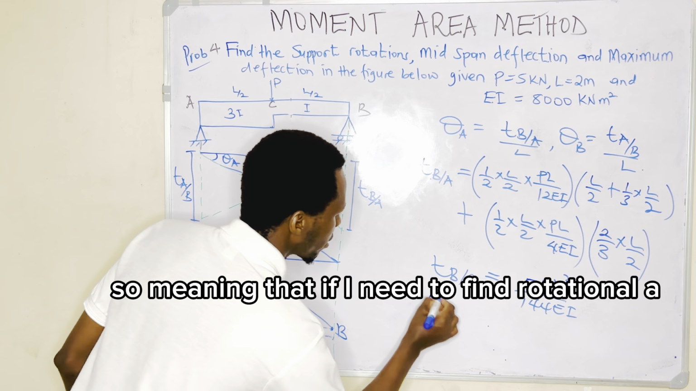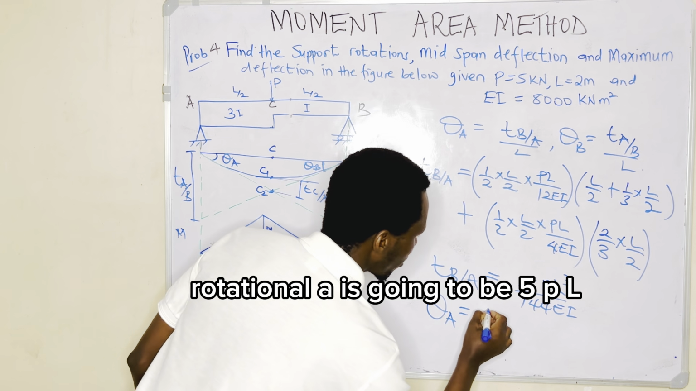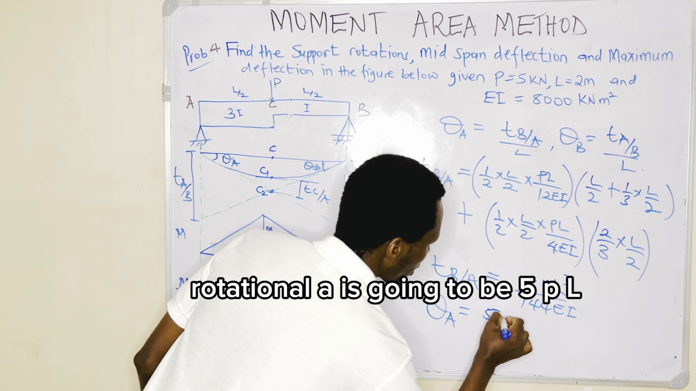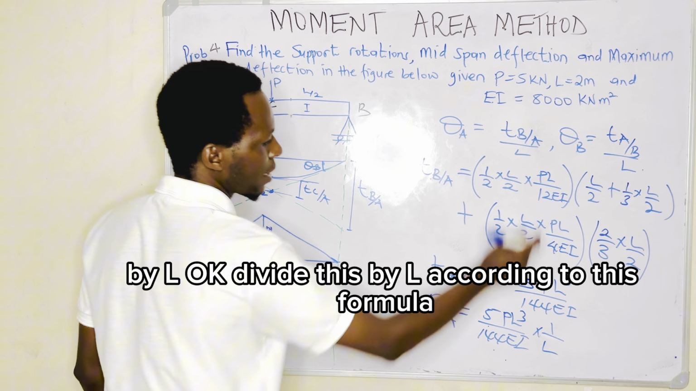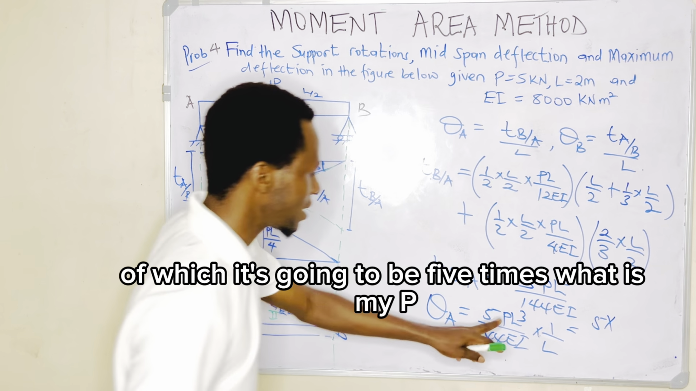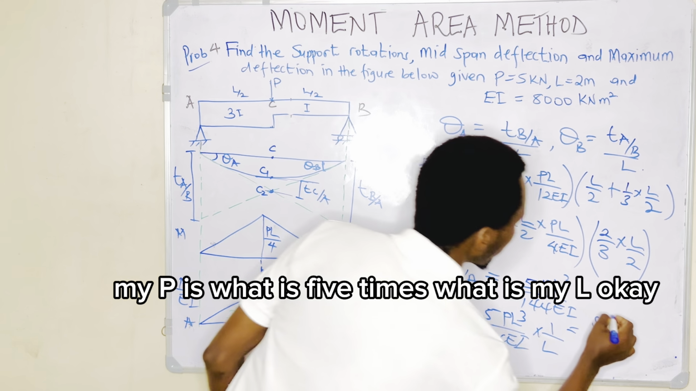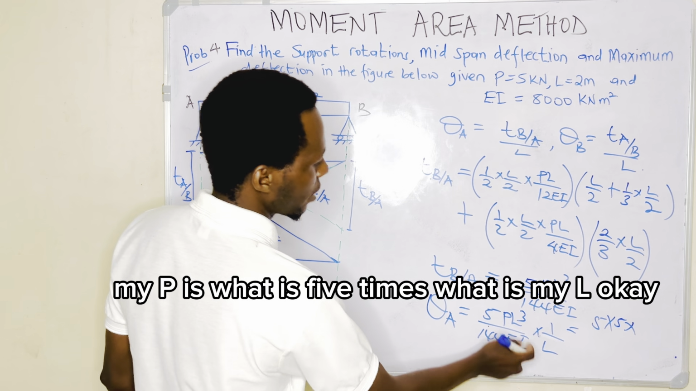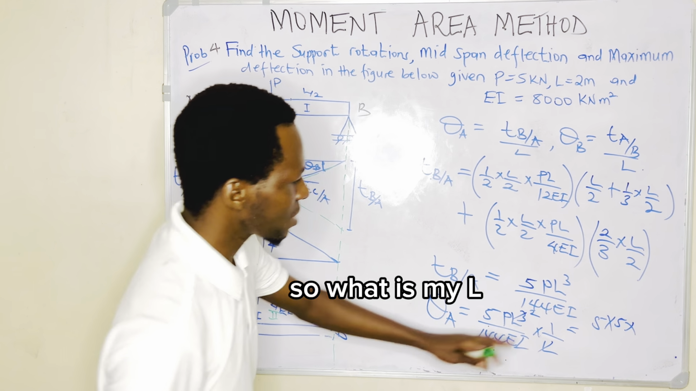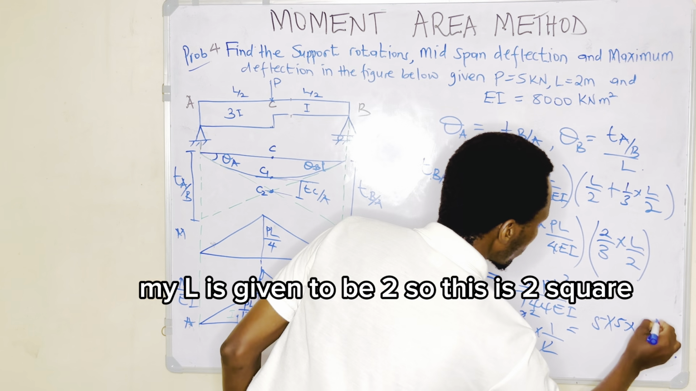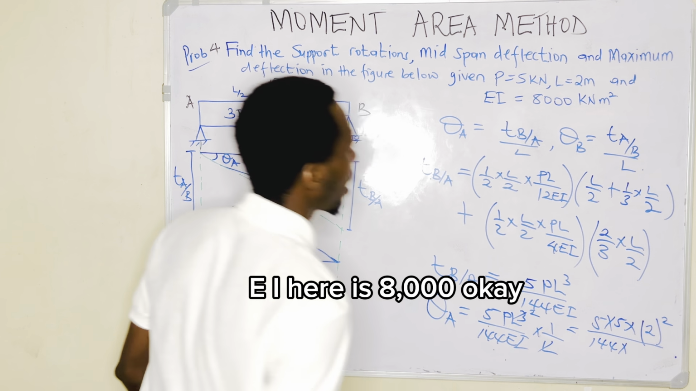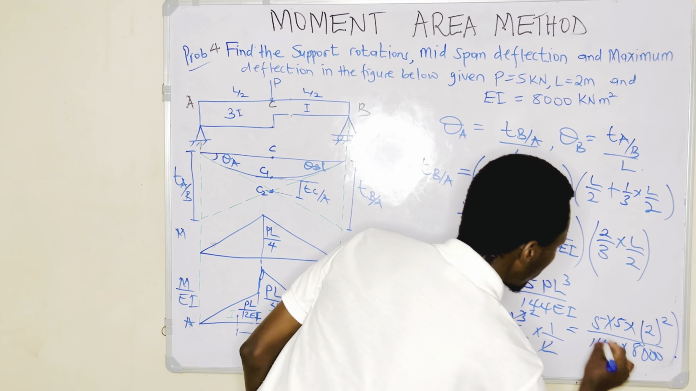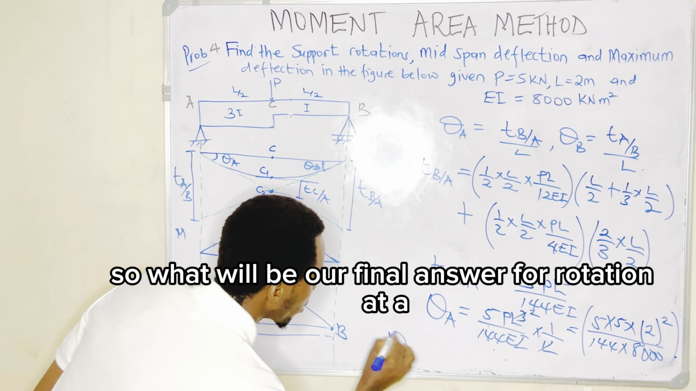So meaning that if I need to find rotation at A, it is going to be 5 PL cubed out of 144 EI divided by L, okay? Divide this by L according to this formula, which is going to be 5 times, what is my P? My P is 5. Times, what is my L? Remember this is now going to be L square. My L is given to be 2, so this is 2 square. Divide this by 144 times EI. Here EI is 8,000.